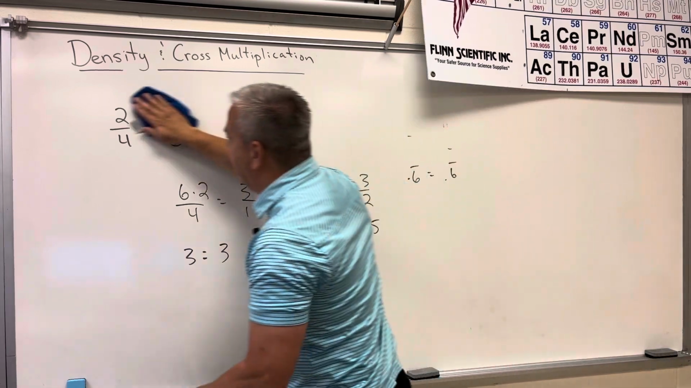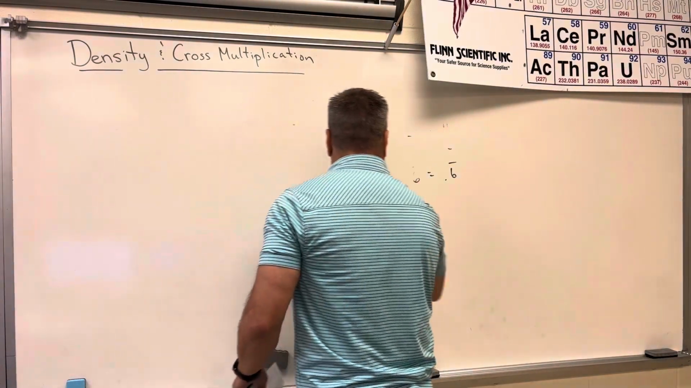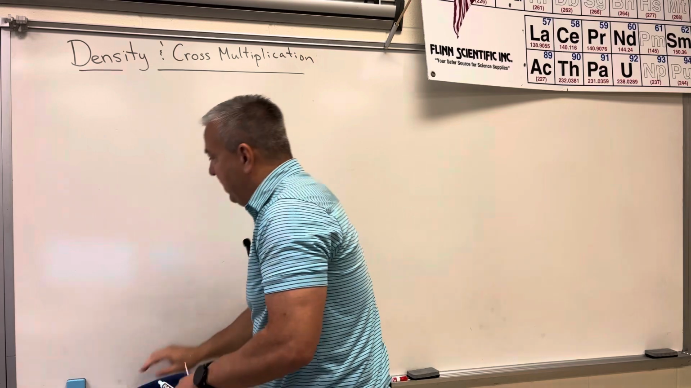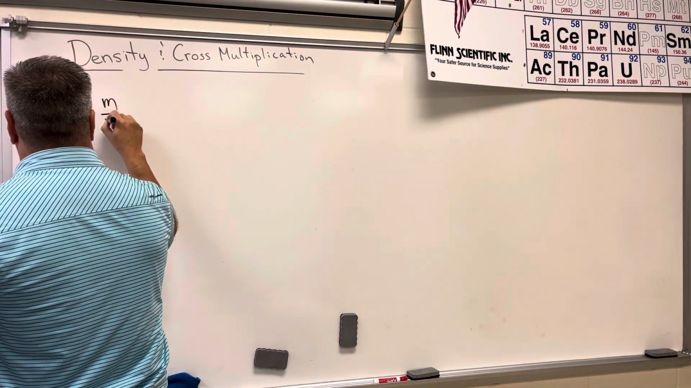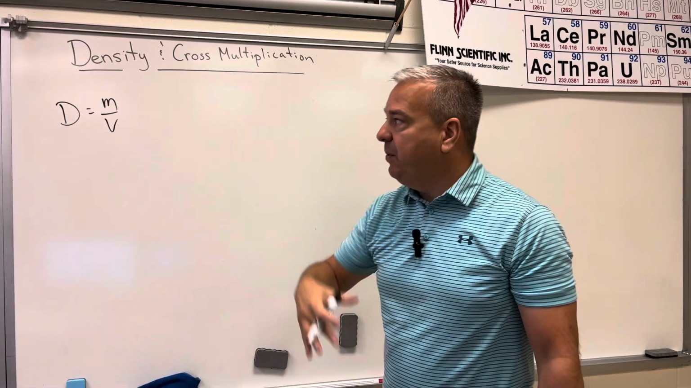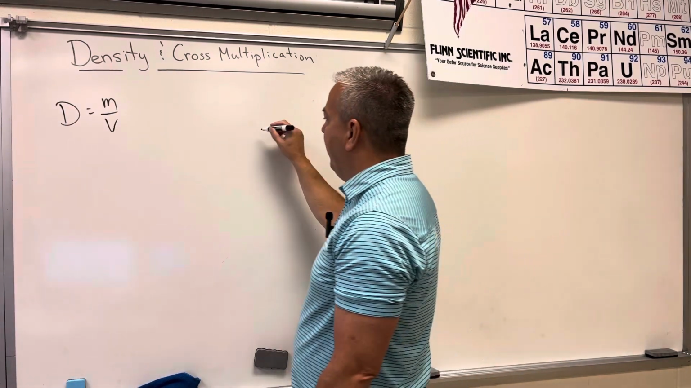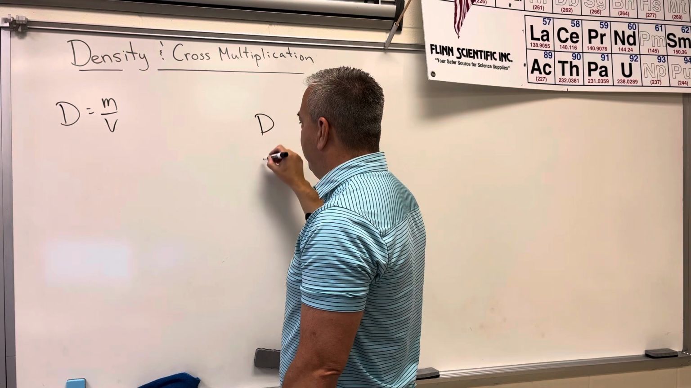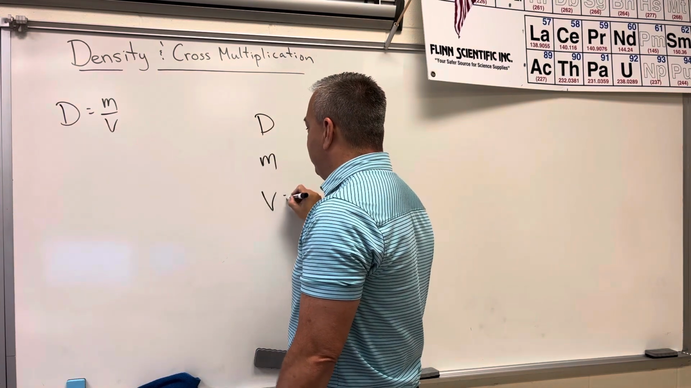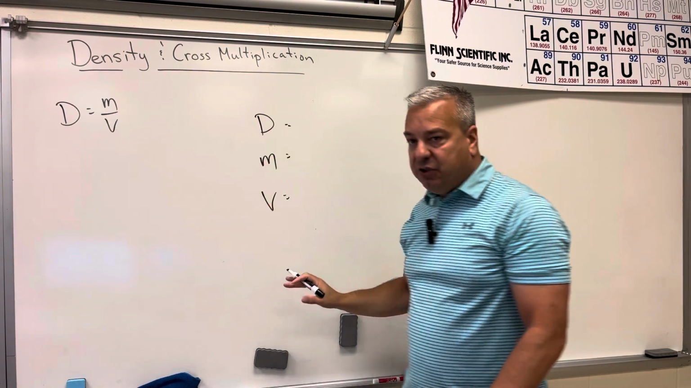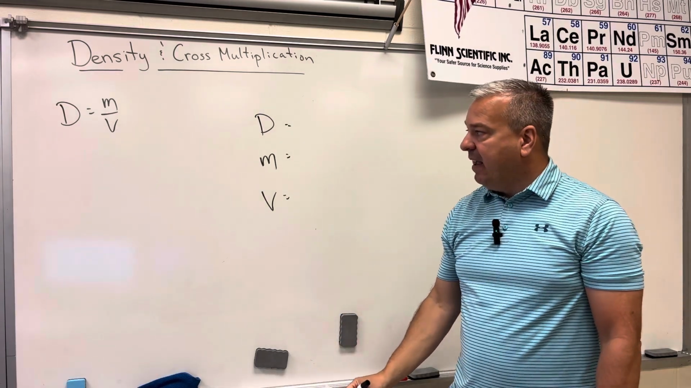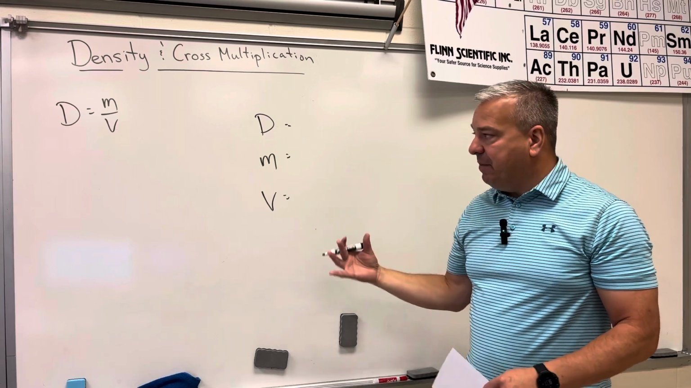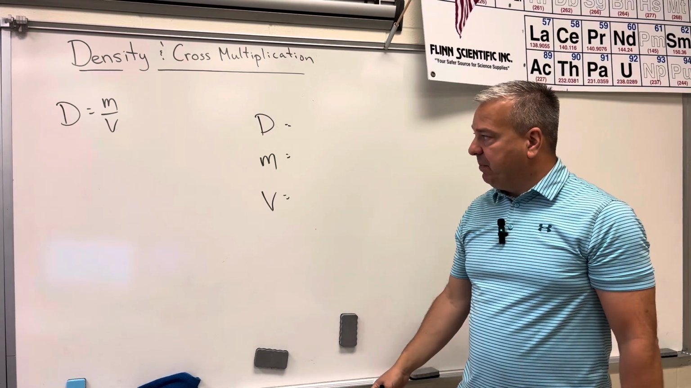Now, how does that apply to the density equation? Well, we know that density is equal to mass over volume. And I'm going to do several problems today where we have 3 variables. I'm going to fill in 2 of those, and then you're going to have to figure out the missing one. And I see students make a lot of common mistakes when it comes to something like this.